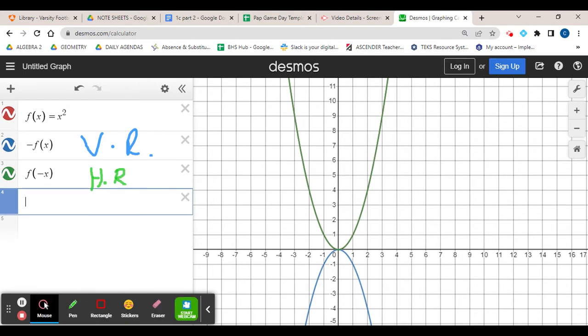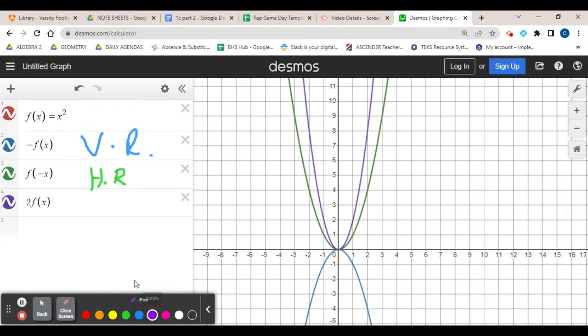All right. Now let's say we wanted to stretch it by a factor of 2. Stretch it by a factor of 2. So vertically stretch, I should say, by a factor of 2. That's going to give us 2 f of x. All right. And there's my vertical stretch. So this thing is vertically stretched by a factor of 2.